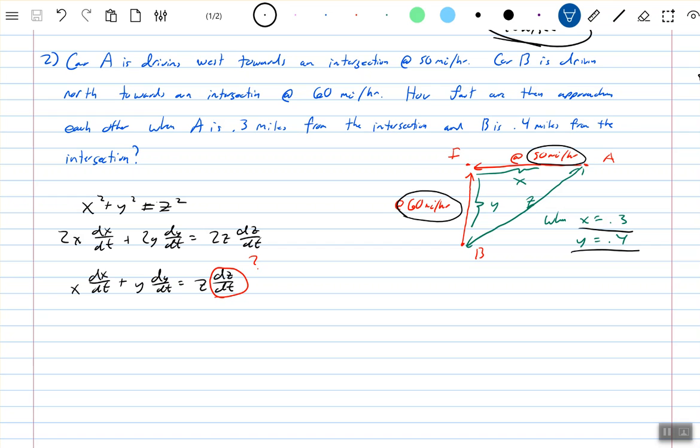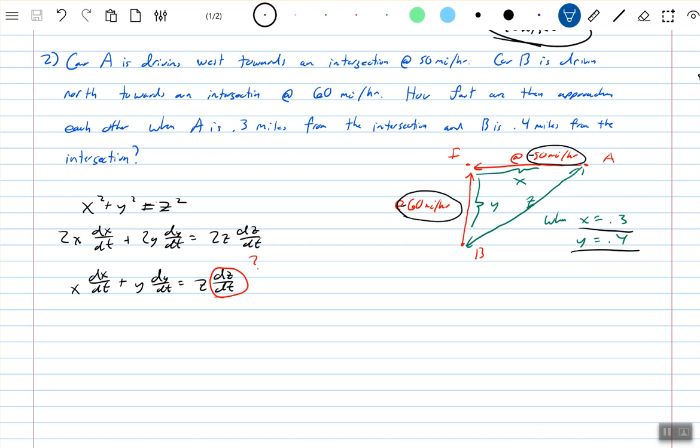Now, I made a small teeny-weeny error here, not in the numbers, but in the sign. Notice we are coming towards the intersection. So that means these quantities are negative. Negative 50 miles an hour and negative 60 miles an hour, because their distance to the intersection is getting smaller. It is decreasing. So these velocities need to be negative, because velocity is speed with direction. Let's not forget the negatives.